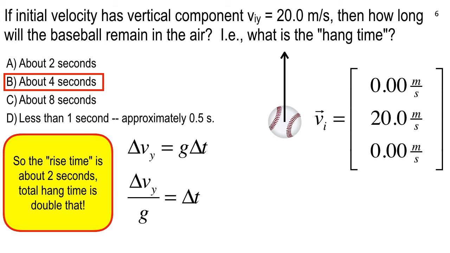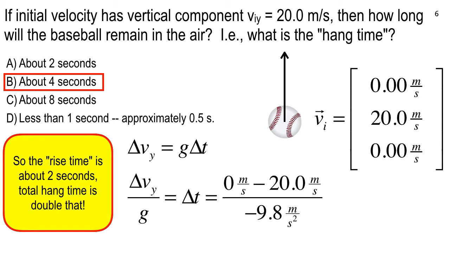Now for rise time, you're going from positive 20 to 0. Okay, that's the rise. And then after that is the fall. Right? So from positive 20, that's V1, and 0 is V2. So delta V subscript Y is 0 minus 20 meters per second. All right, so now, Brooke, if you were going to do the entire hang time, all you have to do is put a 20 in here.